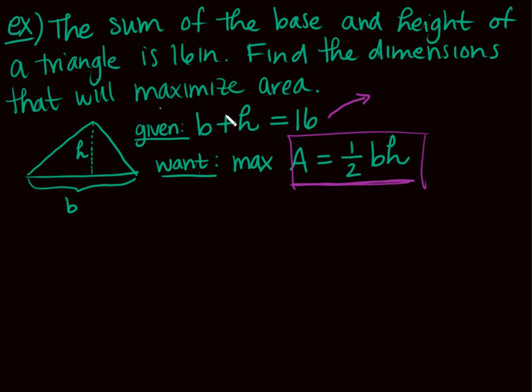I have to have some equation that relates b and h, which I have right here. I'm just going to solve for h. It does not matter which one you solve for. This would be 16 minus b. And then what am I going to do with that? I'm going to plug it in here so that I get an area equation. I want to have an area equation.